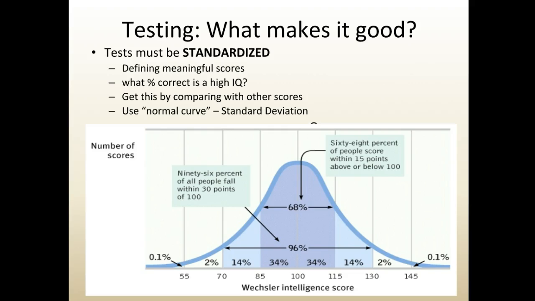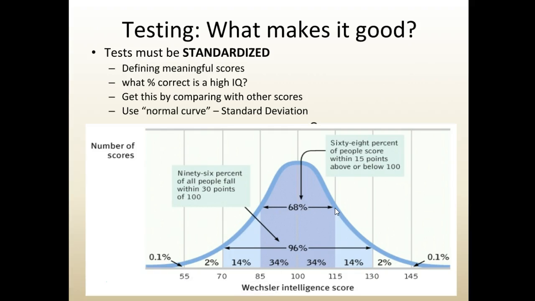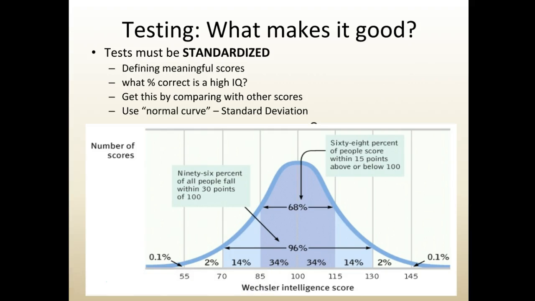So you compare your scores to other scores, and you want to see the standard deviation. You want to see this normal bell curve where you see 68% of the people falling within one standard deviation of the mean, within 15 points above or below. And you want to see 96 people falling between the 30-point range. So again, as long as you see this consistently with whatever IQ test you give, then your IQ test would be what we consider standardized.